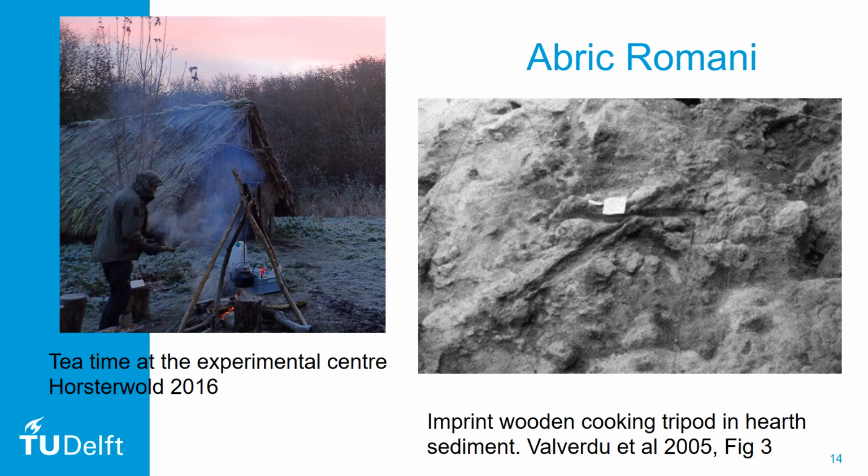Now, another line of evidence comes from a site called Abric Romani in Spain, and here over 100 wooden imprints were found. One of the most tantalizing ones you see here on your right is located in a hearth. Here one imprint overlaps with the other, and this could be the first ever kitchen discovered.